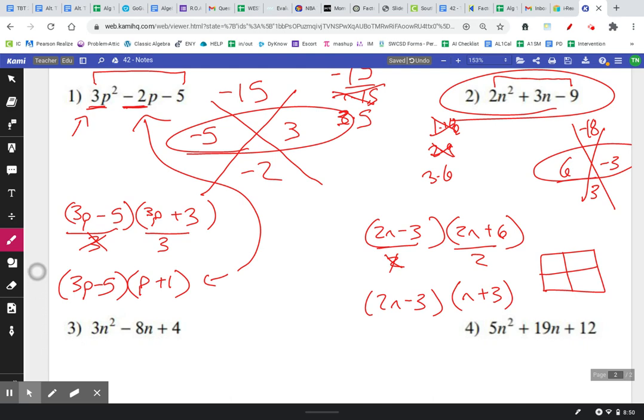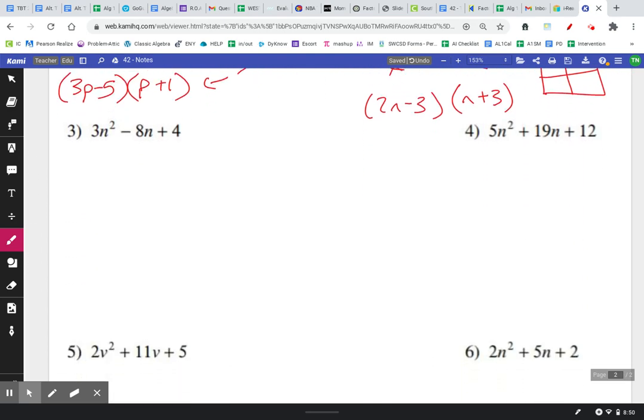Let's keep it rocking and rolling. Let's grab a couple more of these. I'm going to notice we're getting into a nice routine here. 3 times 4 is 12. That's positive. I need things that multiply to positive 12 that add to negative 8. Okay, so factors of 12: 1 and 12, 2 and 6, 3 and 4. How can I get 8?